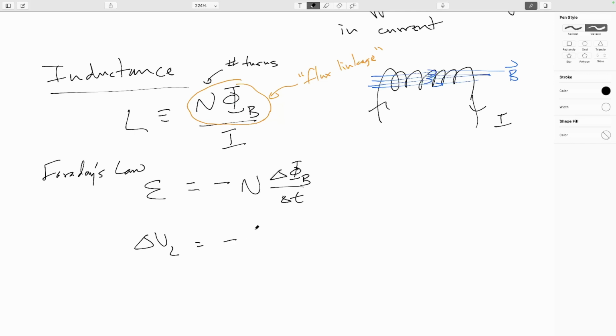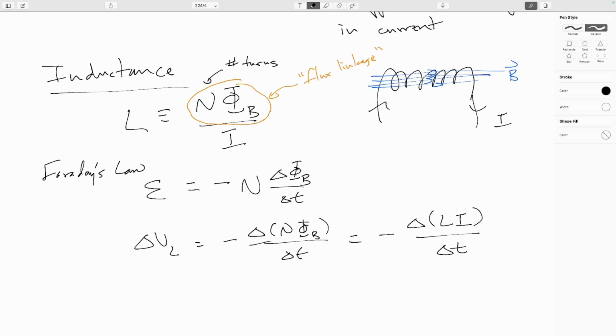So with that thought, I can write this as minus the change in N times phi b, our flux linkage, over time. Now, if I take this and multiply both sides by I, I can say that is minus the change in the inductance times the current with respect to time.